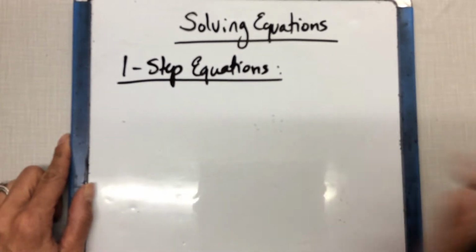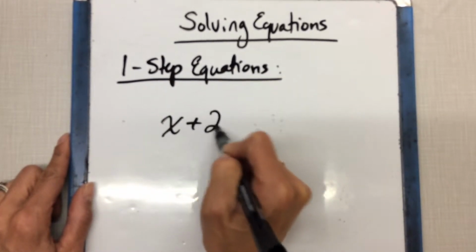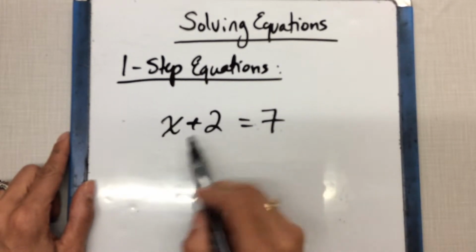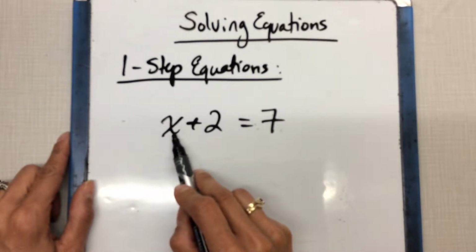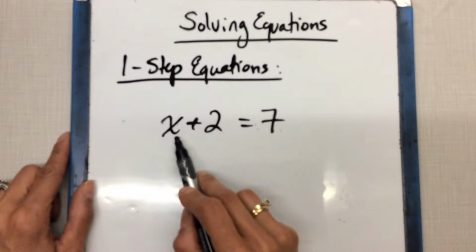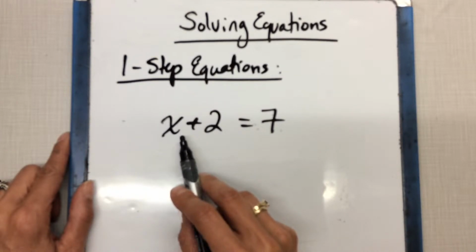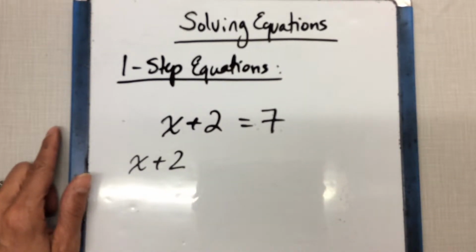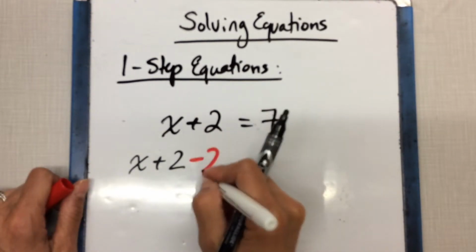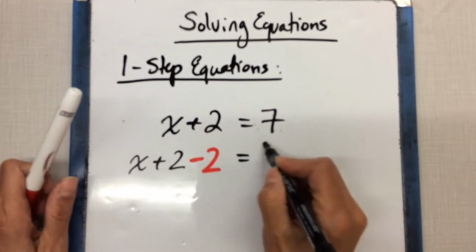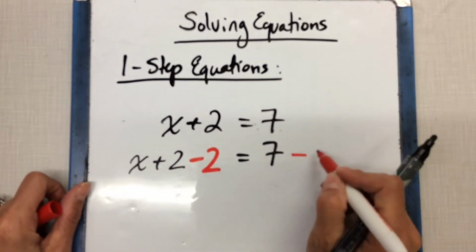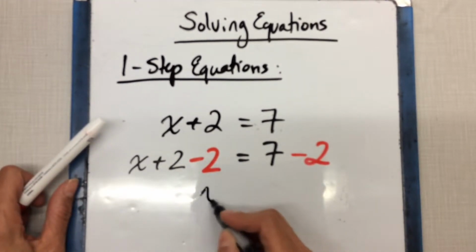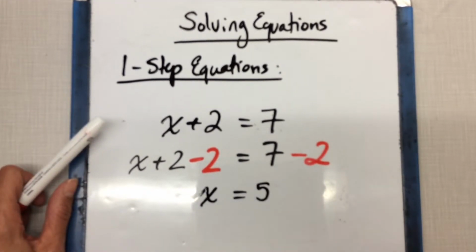Let's try something different. x plus 2 is equal to 7. In this case, what's happening to this variable is there's a 2 added to it. So the opposite would be to take it away. So x plus 2 minus 2 is equal to 7. And again, we must keep it balanced and therefore do the same on both sides. And this results in x is equal to 5.